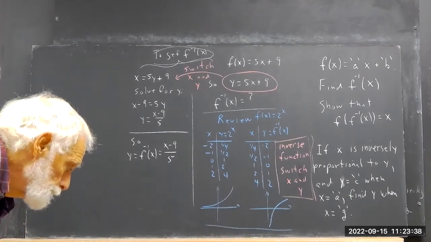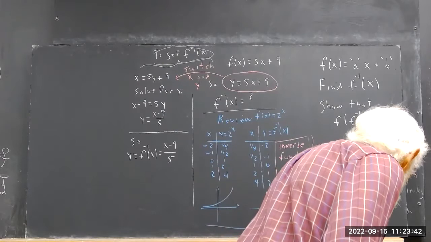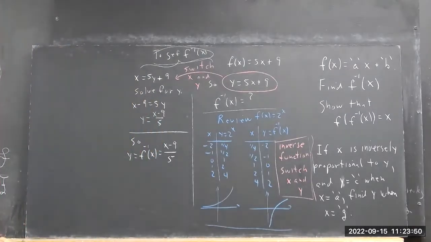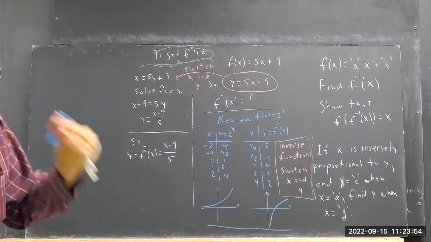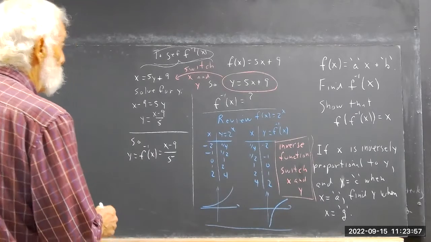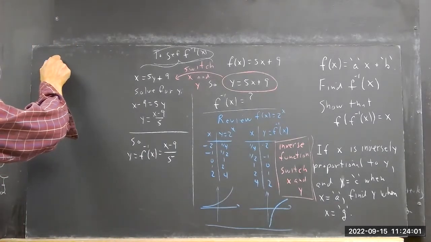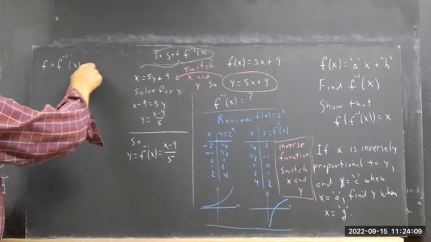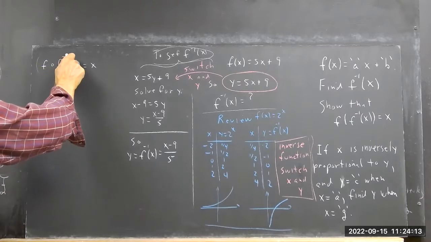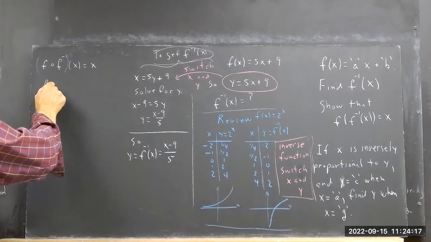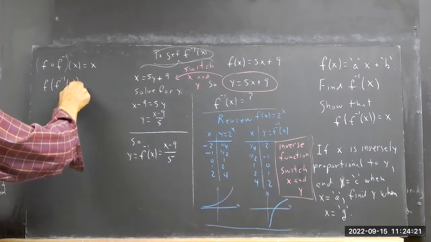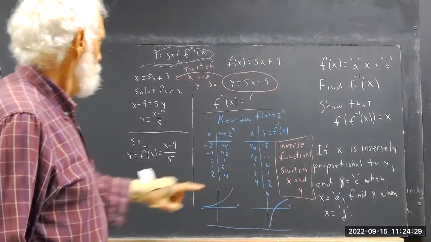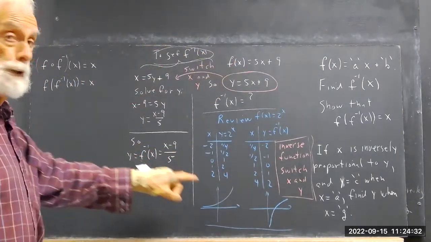Now, prove that this is the inverse function. We have used composition of functions. So now, the f circle f inverse function applied to x equals x. And what this means is that f of f inverse of x should equal x. Now, we have a formula for f of x and a formula for f inverse of x.